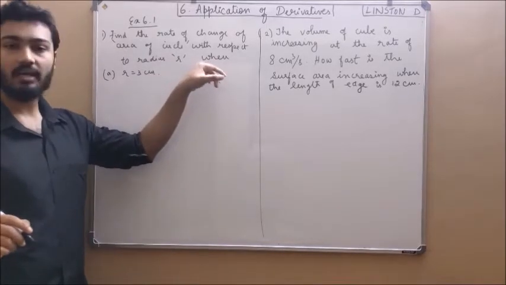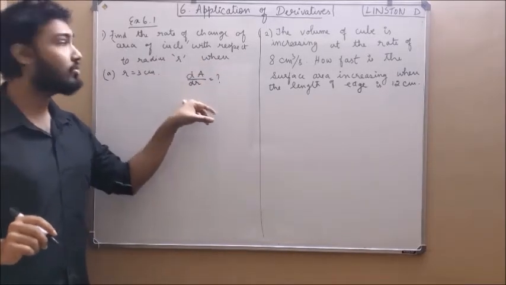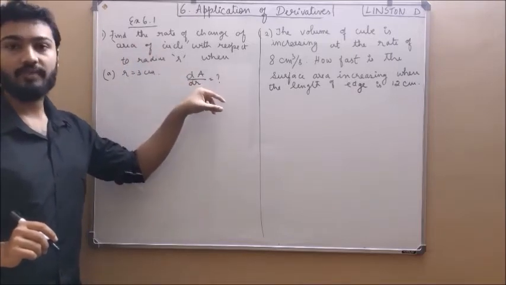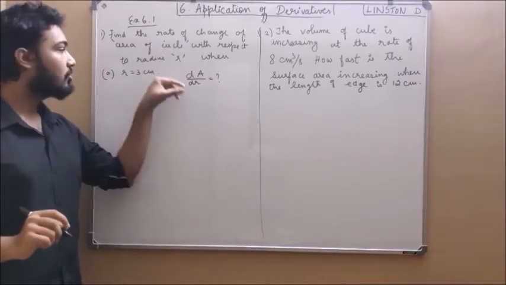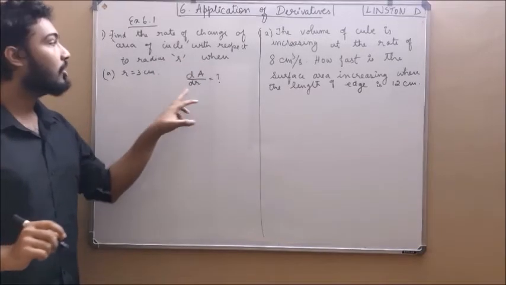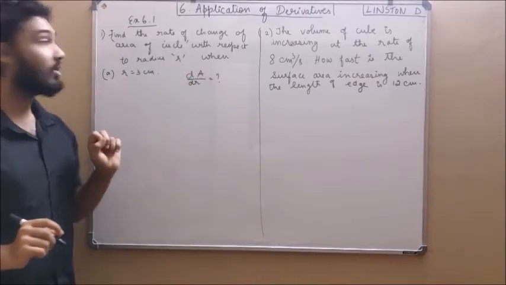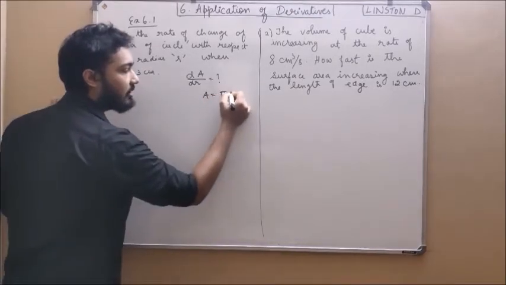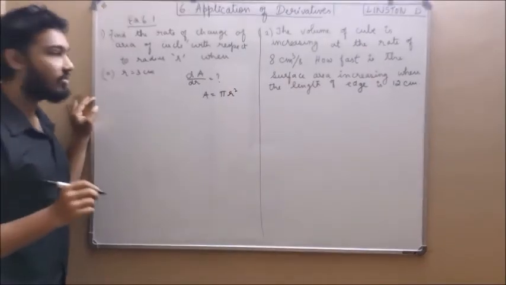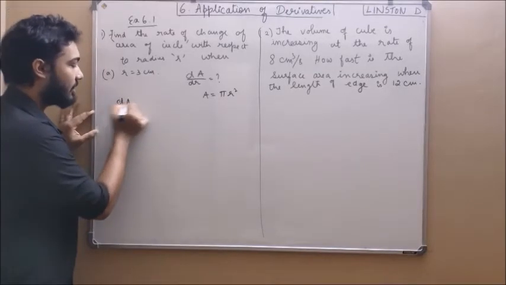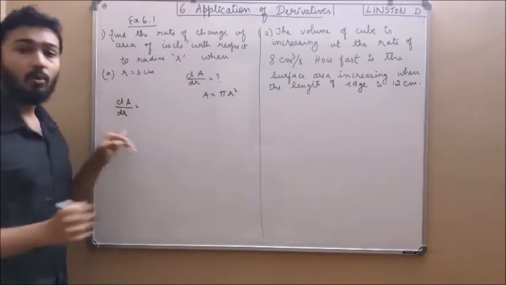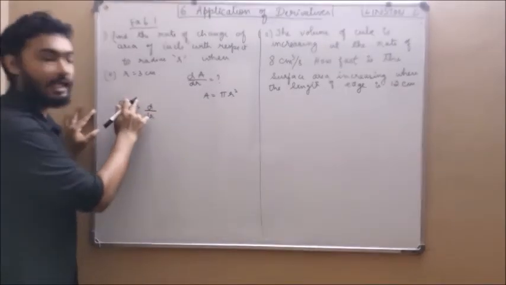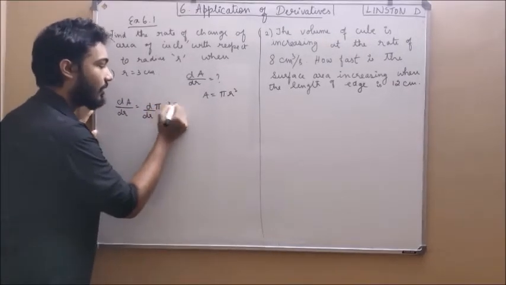So rate of change of area with respect to r. You need to read the question properly. When you read the question properly, what we need to find will be thoroughly clear. So dA by dr we have to find. First we need to know what is the area of the circle. The area of the circle is pi r square. So dA by dr is d by dr of area, and area is pi r square.